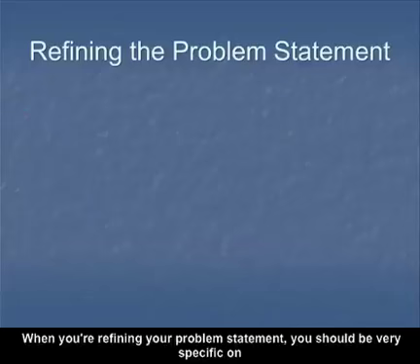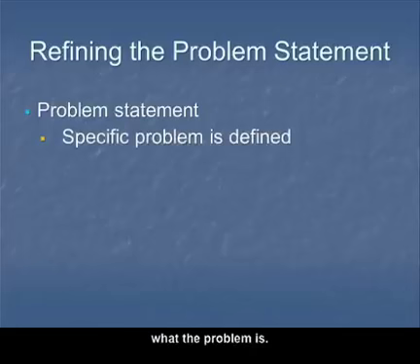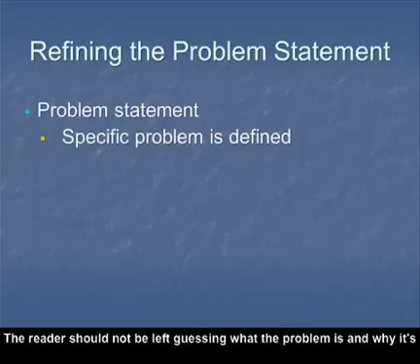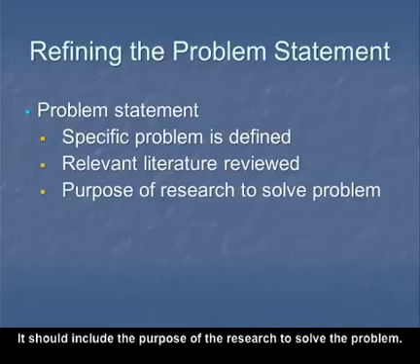When you're refining your problem statement, you should be very specific on what the problem is. The reader should not be left guessing what the problem is and why it's important. It should address relevant literature. It should conclude with the purpose of the research to solve the problem.